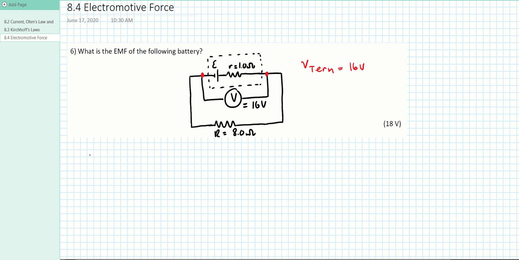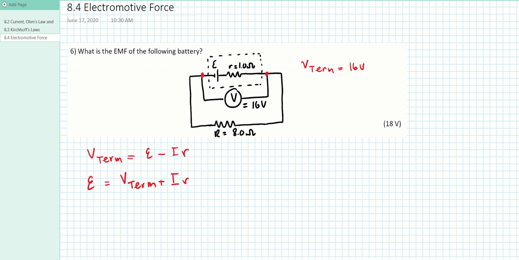Well, if you're trying to find the EMF, we're going to use the V terminal equation, which equals the EMF minus the current times the internal resistance. In this case, it's 1 ohm. But if you're looking for the EMF, or epsilon, we're going to have to solve for epsilon. And we don't know the current I in this case. So this question is a little different from the previous questions in the worksheet because we're not given the EMF, right? We need to find it, and we also don't know the current. So you have to think about this for a bit.